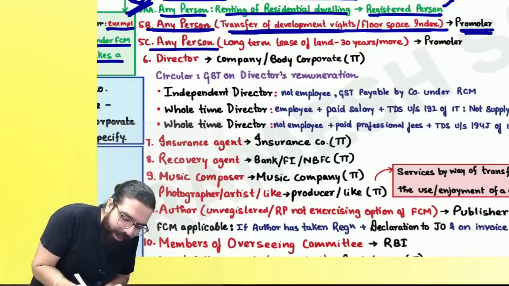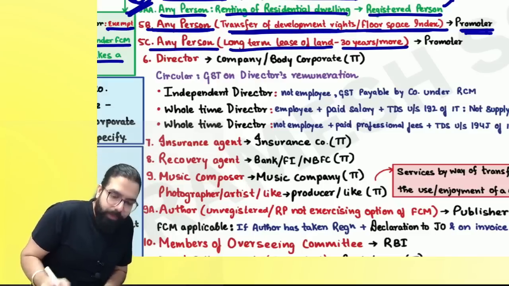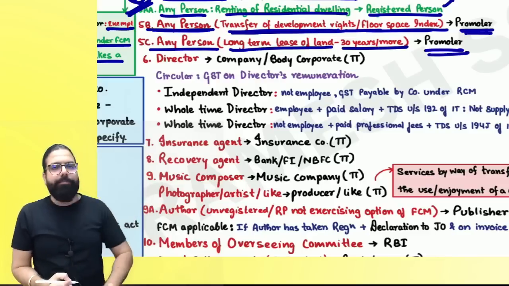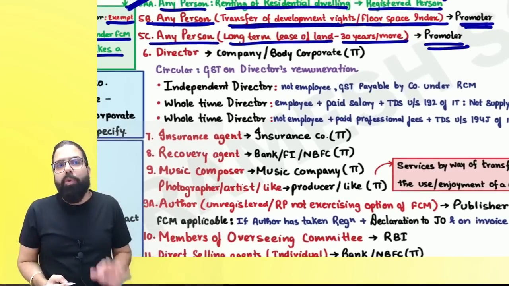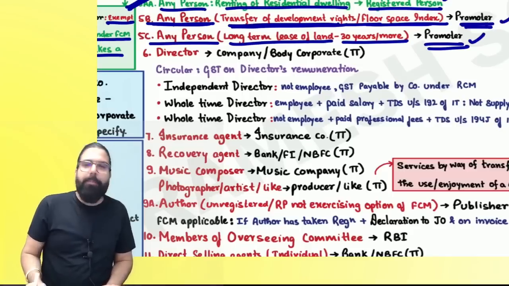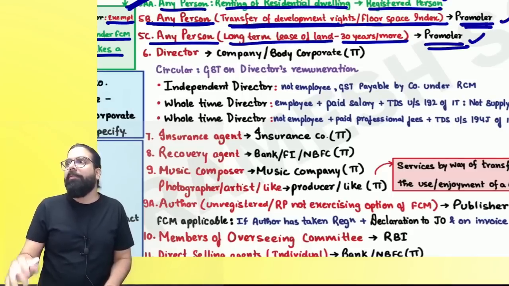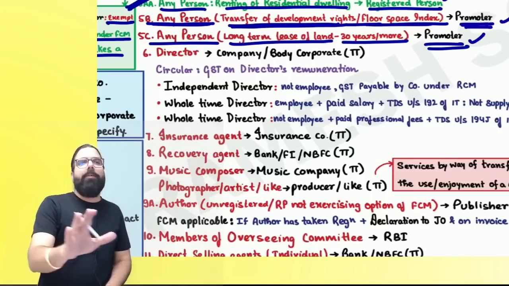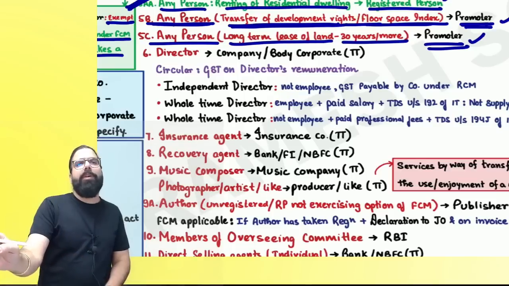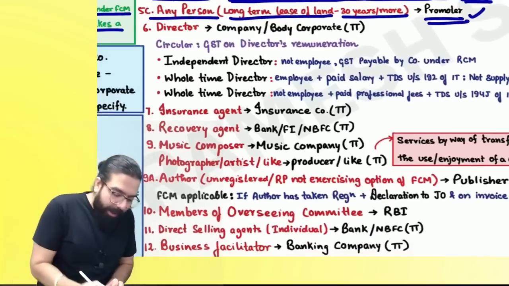The next one over here is any person giving long-term lease of land, 30 years or more, to whom? To a promoter. Sometimes what happened? If development right are given, reverse charge will come. So what people will do? People will give their land on long-term lease, 50 years, 60 years, 99 years. Wait, wait. You give it on development right, or you go ahead and give it on long-term lease. Both ways, promoter will have to pay GST under RCM.